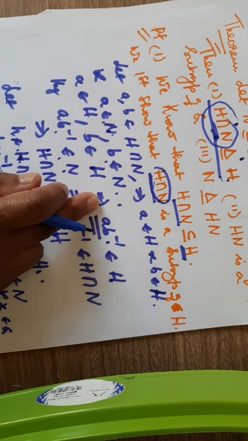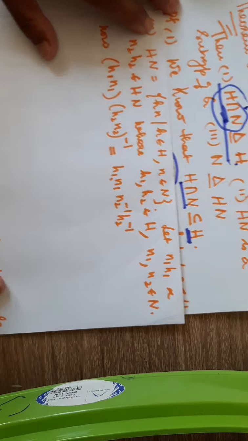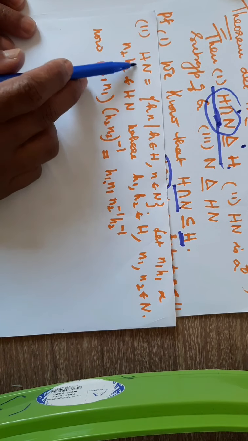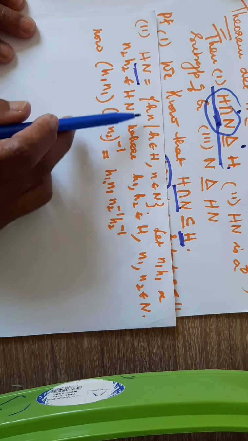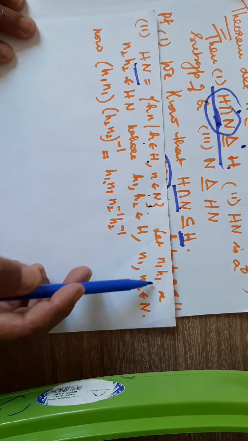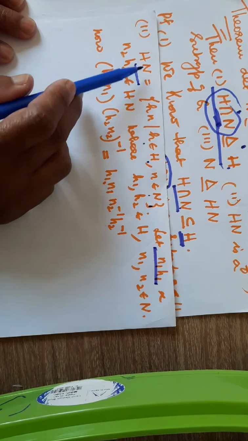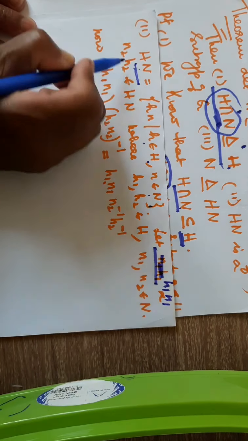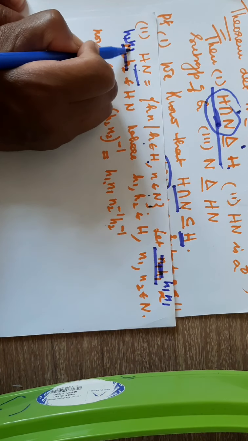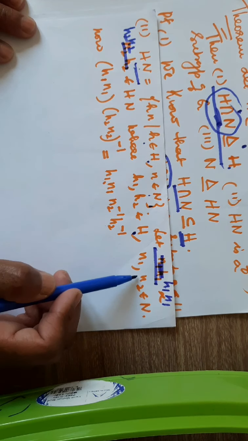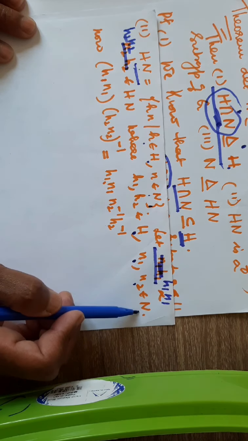So this proved the first part. Now let us come to the second part, that is HN is a subgroup of G. So HN, what is HN? By definition of product of two subgroups, it is defined as hn such that h belongs to H, n belongs to N. Now take any two elements of HN. It is h1n1 and h2n2 belonging to HN, where h1, h2 are elements of H and n1, n2 belong to N.